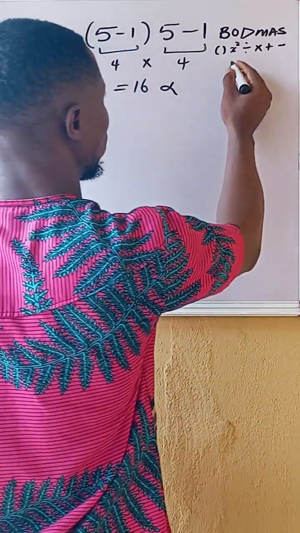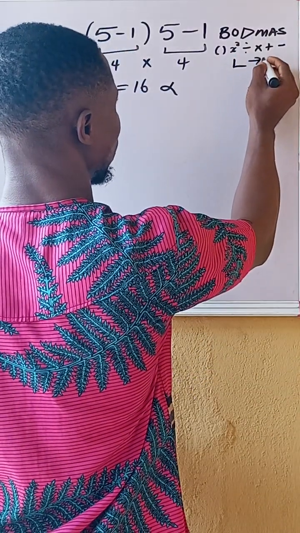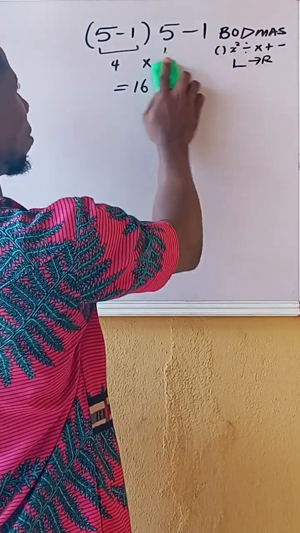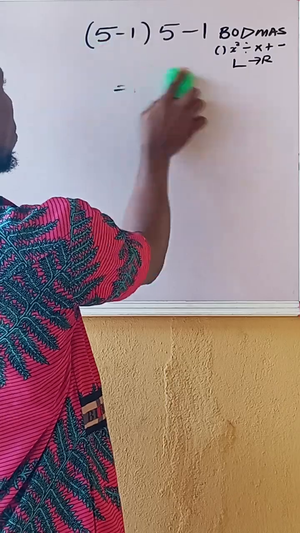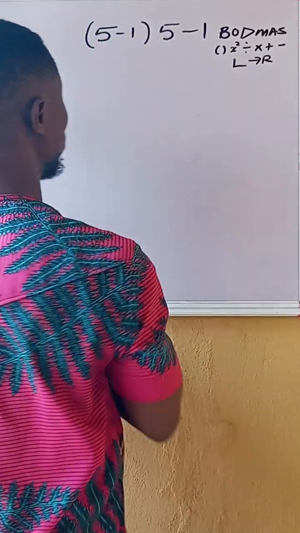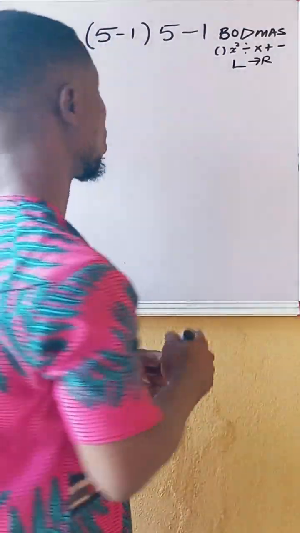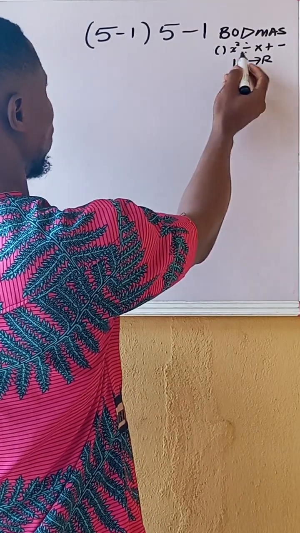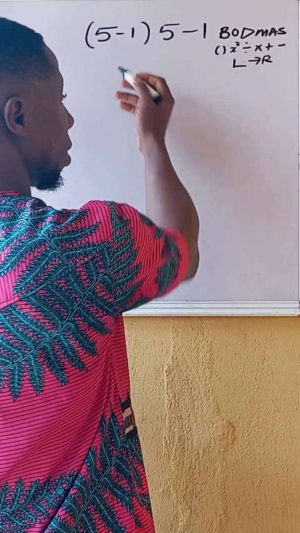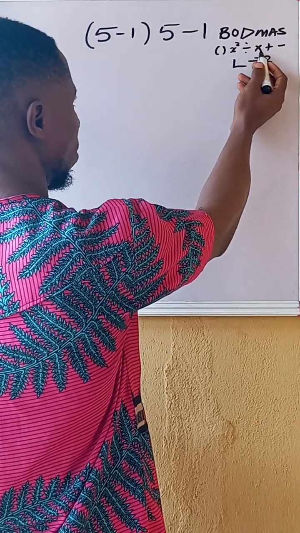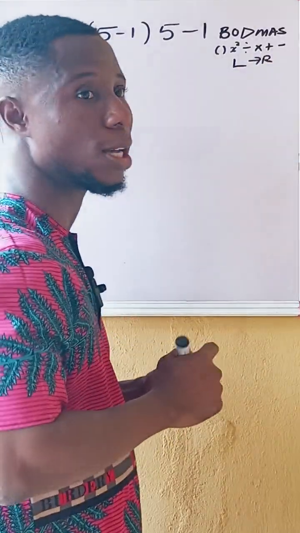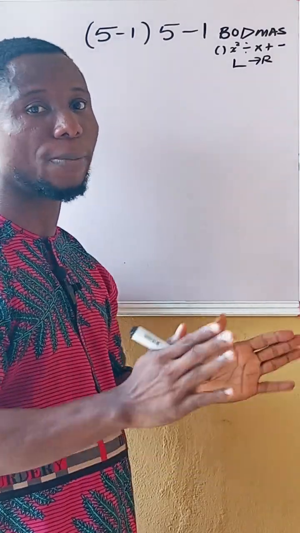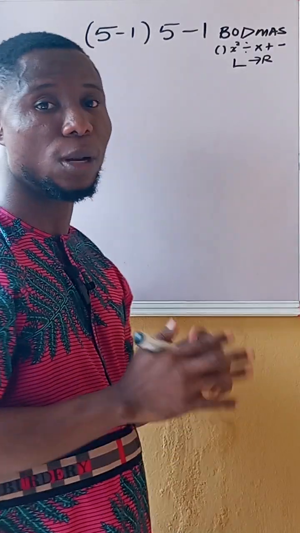So if we solve this equation from left to right, our answer will not give us 16, okay? So just follow me closely and you will see the correct answer, okay? First of all, we have to do the bracket, followed by exponent, if there's exponent in the equation, before division and multiplication. Don't forget, division and multiplication always have equal priority, so you have to solve from left to right.